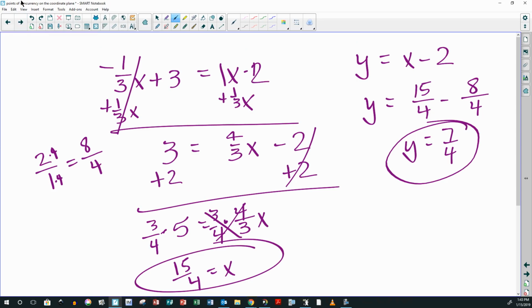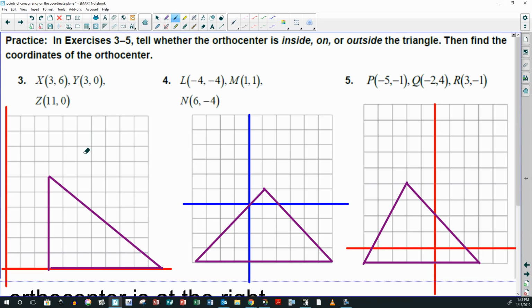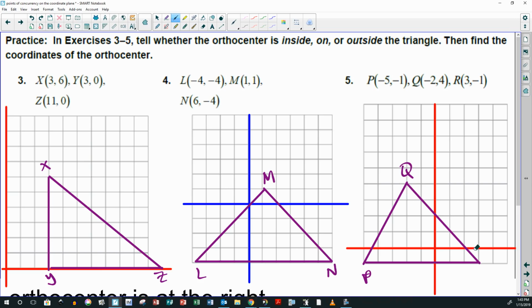All right. So the next three, go ahead and put your X and Y axis where they go. Plot your points. Draw your triangles. Just get them all done. That way it's faster when we're going through all the stuff. So 3, 6, this is point X, 3, 0, this is Y, this is Z, this is L, M, N. Make sure you're always labeling your points. Point P, Q, and R.